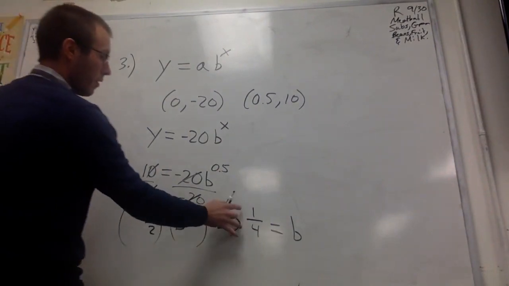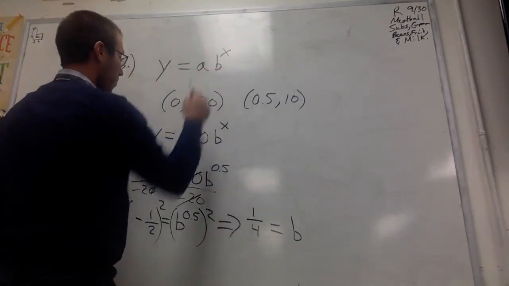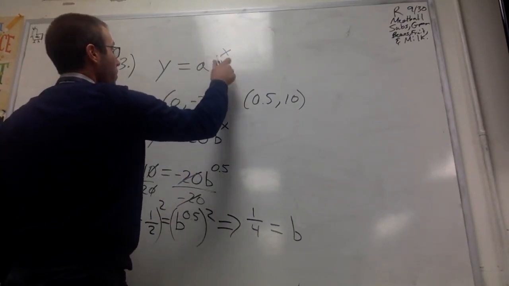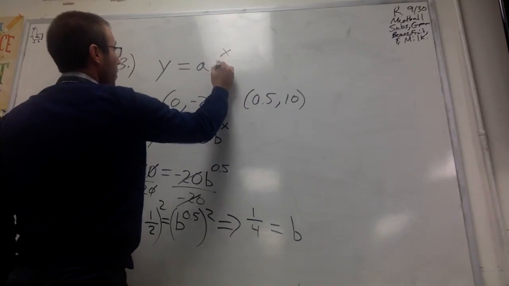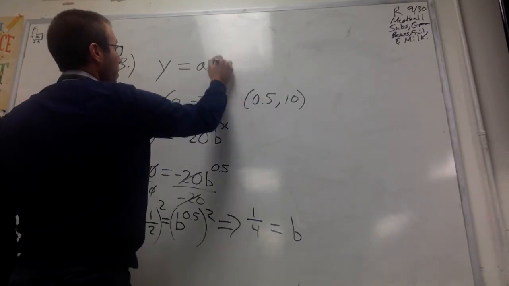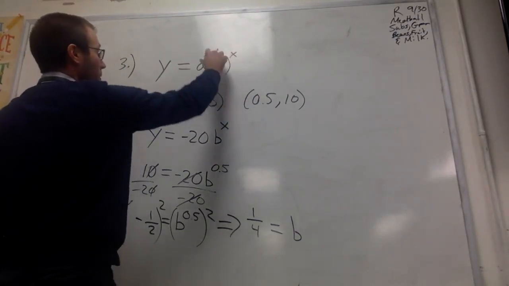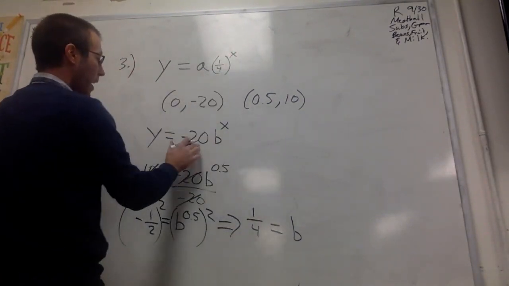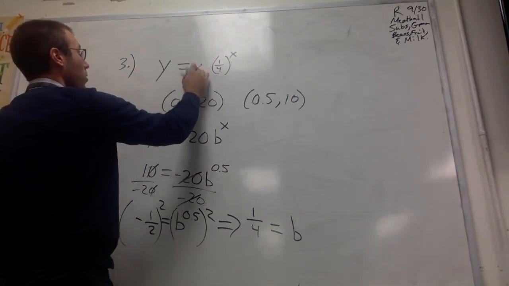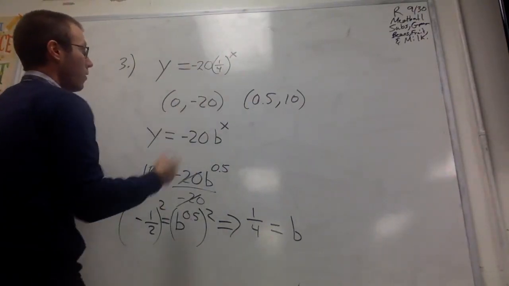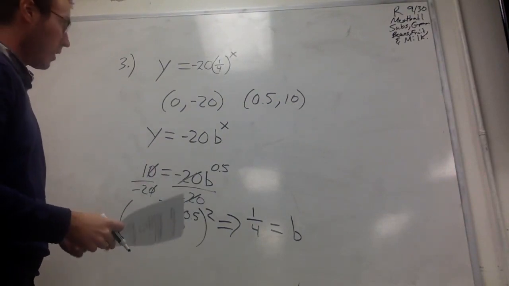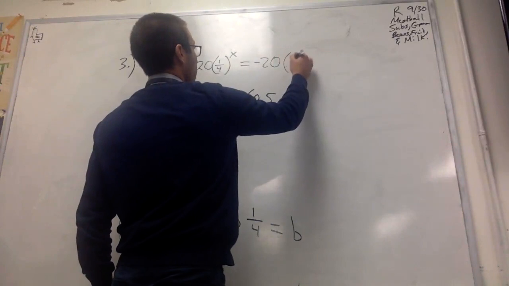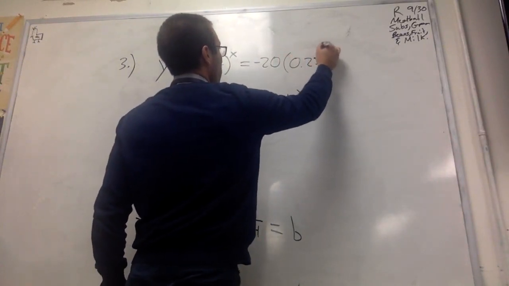So I'm going to replace what b is right here. I'm going to throw that up top as well. So I have b is 1 over 4. I'm going to be careful here, so I'm going to include parentheses around the whole thing. So b is 1 over 4, and a is negative 20. So I'm just going to go up top. A is negative 20. So that's what that exponential function is. You could also just write it as negative 20 times 0.25 to the power of x.